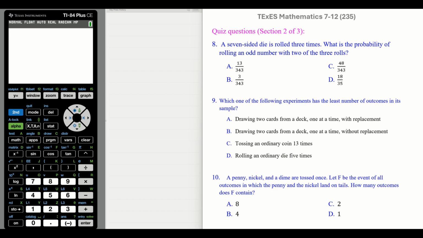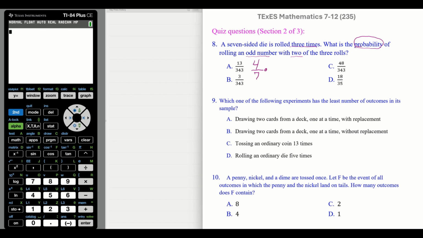Number 8. A 7-sided die is rolled 3 times. What is the probability of rolling an odd with 2 of the 3 rolls? Well, we are working with probability, but it's very basic, part over total. So we know that we have a 7-sided die and we have 3 events. The first event has a total of 7, and odd numbers would be 1, 3, 5, and 7. That's 4 out of the 7.